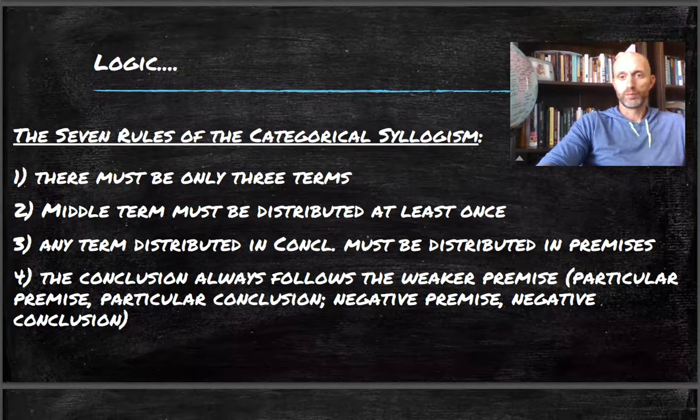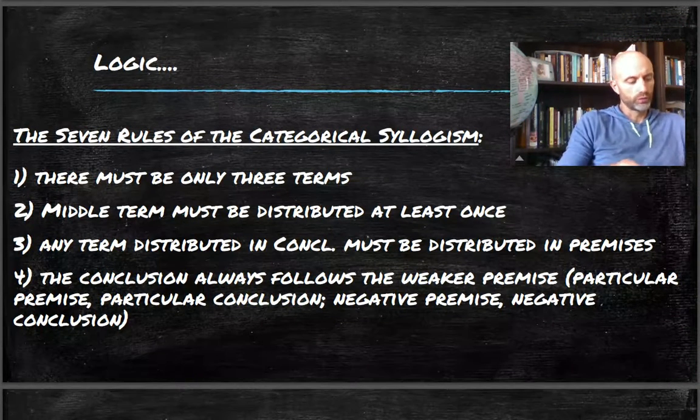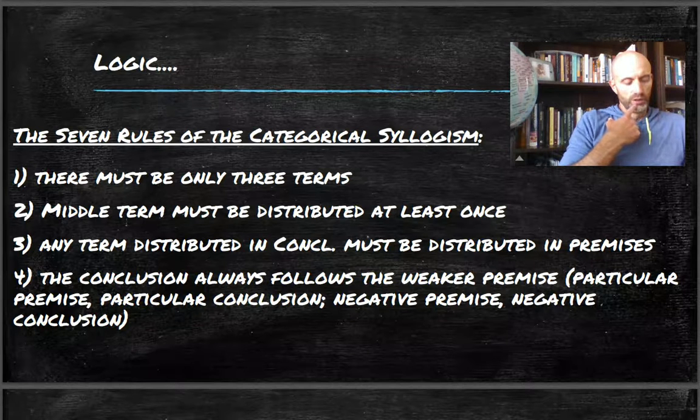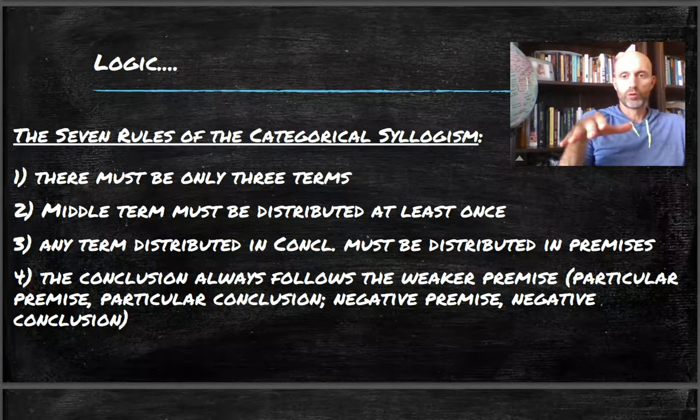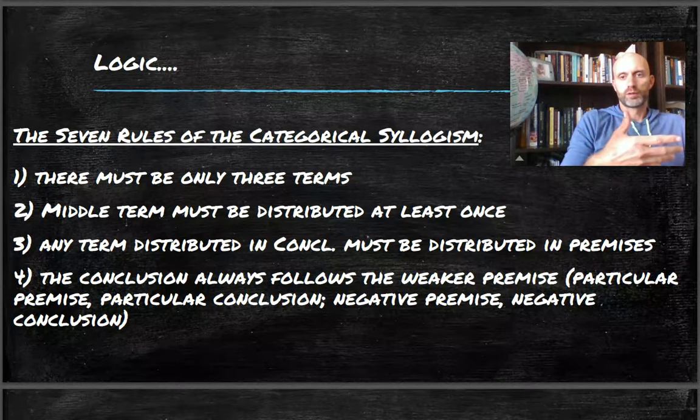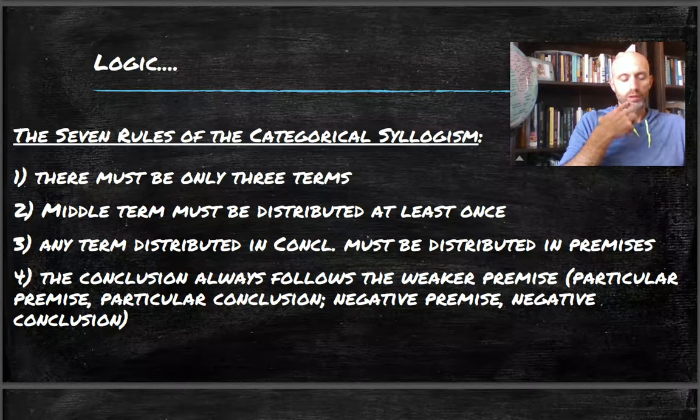And I say that simply because if you know the 7 rules of the categorical syllogism that have been attributed to Aristotle in some shape, form, or fashion, then even if you forget the figures and the moods of the categorical syllogism, if you forget all of those particular combinations, you'll be fine if you remember the 7 rules, because those 7 rules, once applied to the syllogism, will make sure that the syllogism is either valid or invalid.